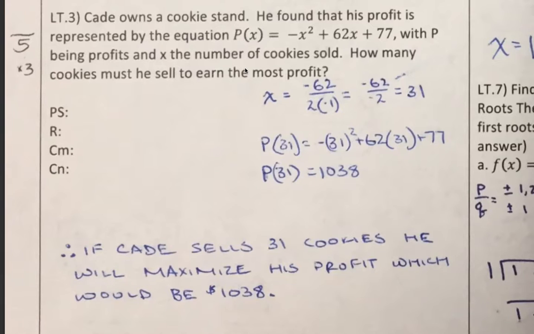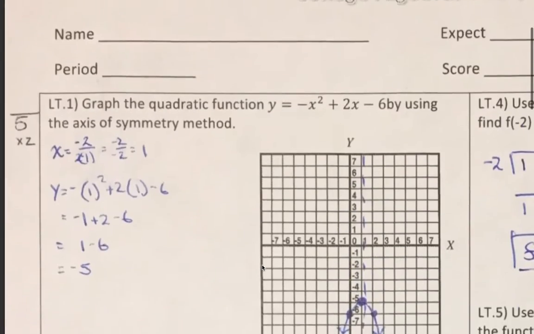So I'm pretty much done at this point, but I might want a little bit more detail. And so I plug in 31 into my function, and I get 1,038. 1,038, that would be the actual profit when I had 31 cookies sold. So I put that in my therefore statement. If Cade sells 31 cookies, he will maximize his profit, which would be $1,038.